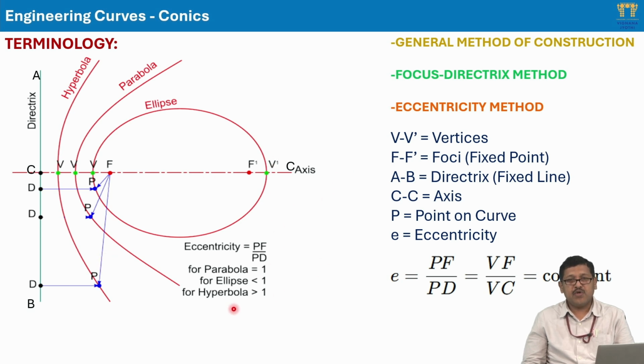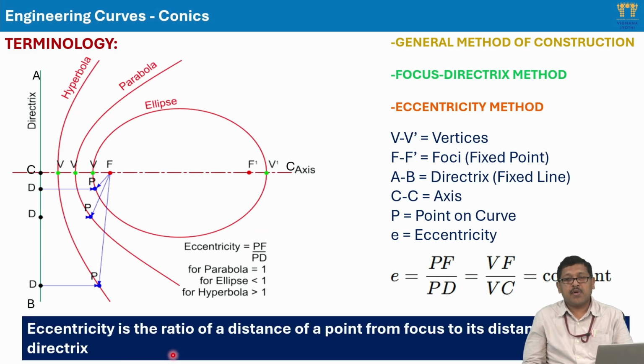So since we are making use of these ratios for the construction of these curves, this is called the eccentricity method. So what is eccentricity? It is nothing but the ratio of the distance of a point from the fixed point, the focus, and its distance from the fixed straight line, the directrix. That is eccentricity.